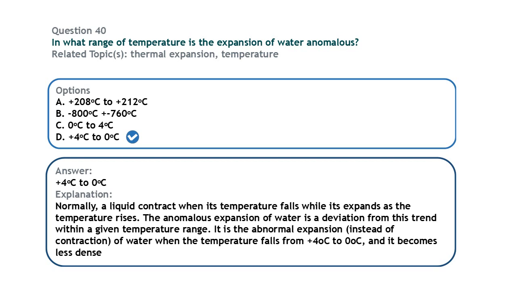So the range of temperature where we have that anomalous expansion is from here to here. As it falls from 4 degrees Celsius to 0 degrees Celsius, the water begins to puff up, it becomes bigger.